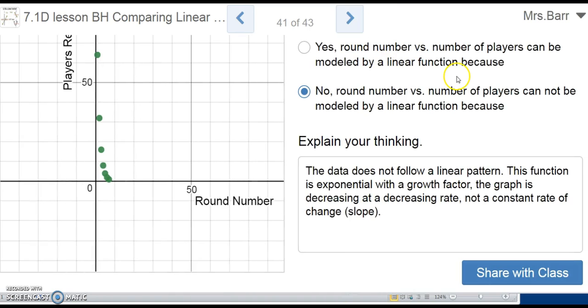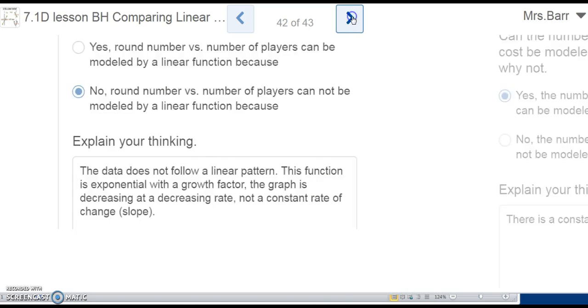Awesome. Taking a look, is this modeled by a linear function? No. The data does not follow a linear pattern. This function is exponential with a growth factor. Remember, exponential means we're multiplying to get to our next output, not adding or subtracting. The graph is decreasing at a decreasing rate, not a constant rate of change, which would be your slope. The data is not linear.